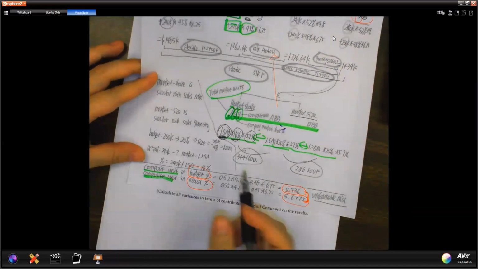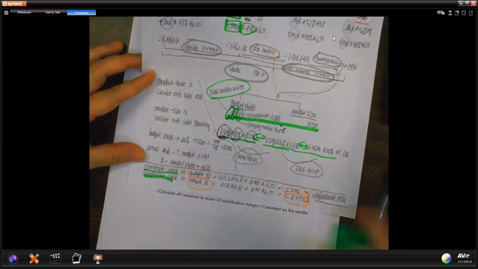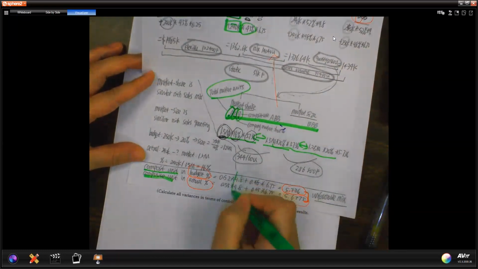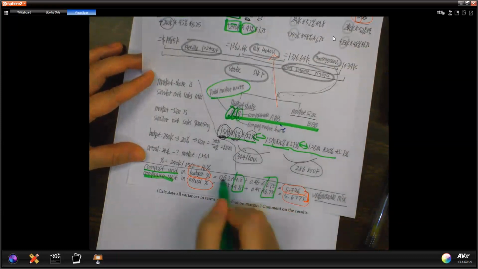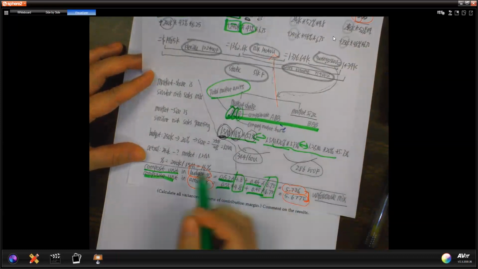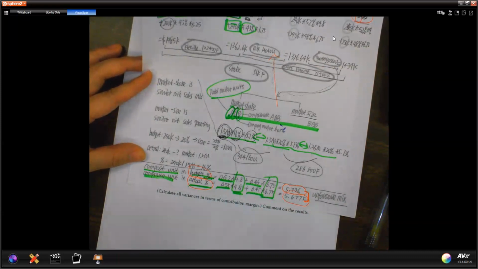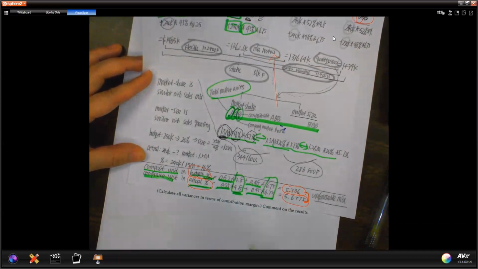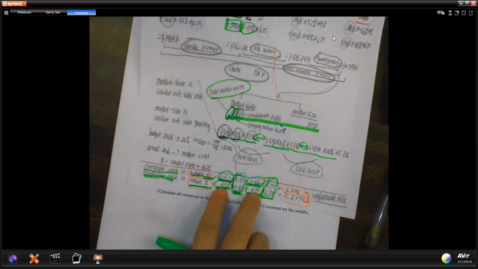And then the second part is doing the composite unit. I said that no matter what you do, you always use your budgeted contribution margin. You just use a different percentage, either the budget percentage or the actual percentage. But you always use your budgeted contribution margin. Therefore, we keep the contribution margin the same. We only change the percentage, so the difference will be driven by the percentage.